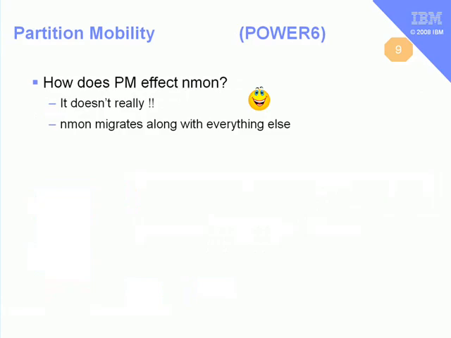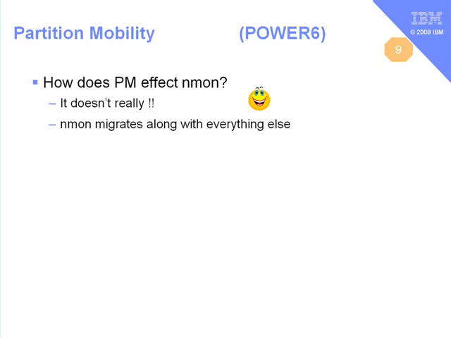Feature number 9 is partition mobility, and for this we do require a Power 6 machine. Partition mobility is where we take a complete logical partition running on one machine with its users and applications all running, and we jump it to another machine without interrupting its service. Fortunately, nmon just looks like another process running on this logical partition, and it just migrates or jumps with everything else, so it doesn't really affect nmon.